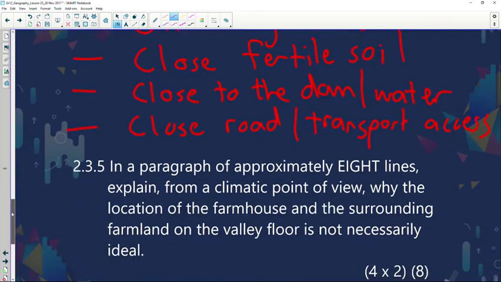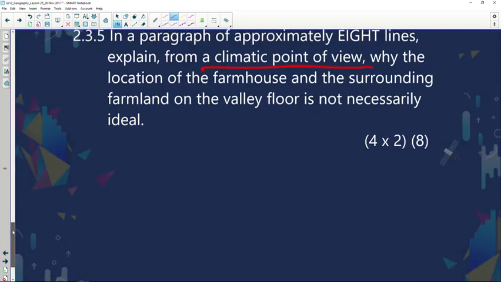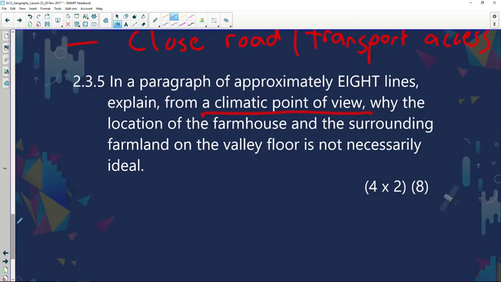Now, if you look at question 2.3.5, in a paragraph of approximately 8 lines, explain from a climatic point of view why the location of the farmhouse and the surrounding farmland on the valley floor is not ideal. When we look at this question, we need to have a look at the influence of valley climate on settlement. I'm going to discuss that question with you. We just need to take a short break and then let's quickly get into it. See you in a bit.